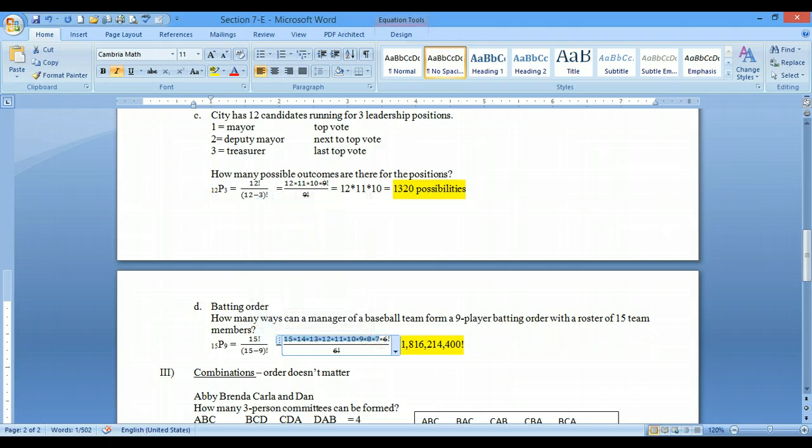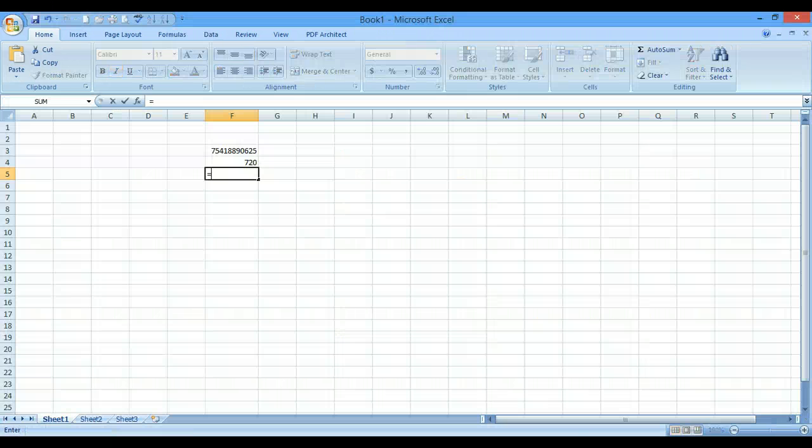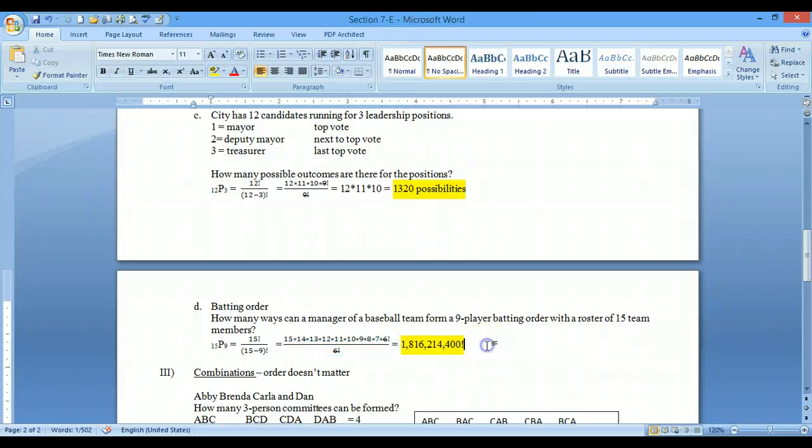and copy just those numbers, go into Microsoft Excel, equals, Control V, enter, and there's my answer. I can copy and paste that back in, but I already have it here. Oh, I am not going to put that exclamation mark there because that would look like a factorial. That is 1,816,214,400 different batting orders for this 9-person batting order with the 15 team members.